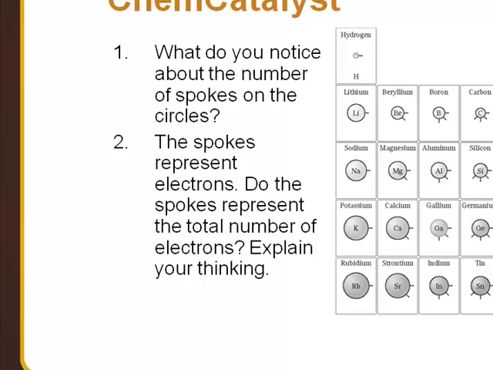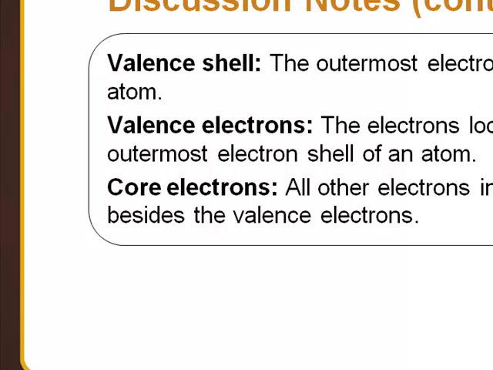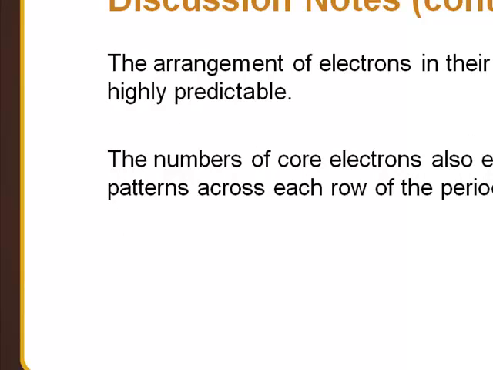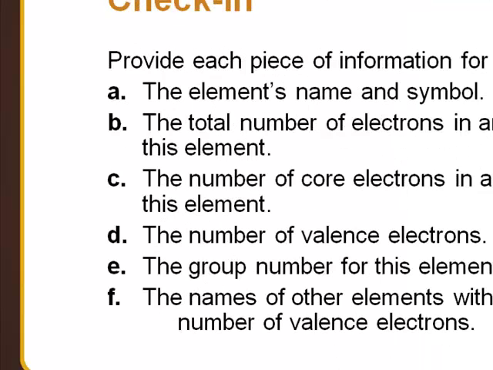Okay, now, you guys all saw this pattern when you created your periodic table. And everybody asked me, what are the spoke things? I want to know what the spoke things are. What are the spoke things? Tell me what they are. Relate to what? Reactivity. Maybe. We're going to check that out next. So the arrangement of electrons in their shells is highly predictable. The numbers of core electrons also exhibit patterns across each row in the periodic table. Most of the time they stay the same, except when you got transition metals and other things in the way.